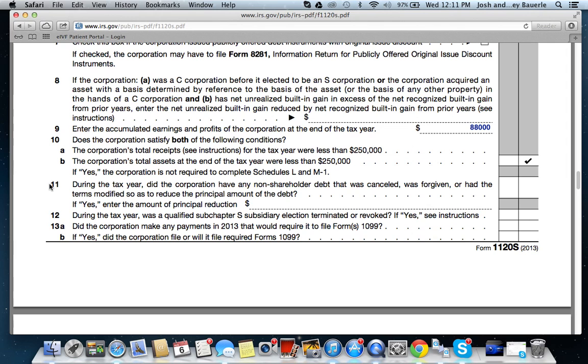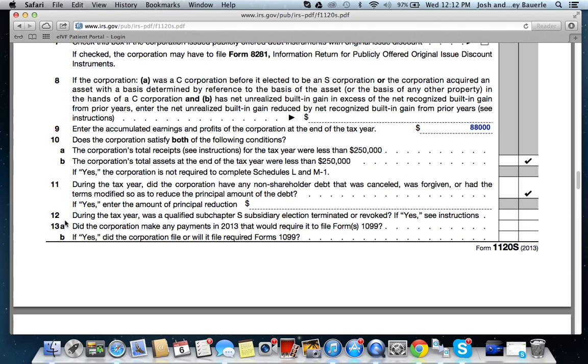Line 11, during the tax year, did the corporation have any non-shareholder debt that was canceled, forgiven, or had the terms modified so as to reduce the principal amount of debt? So basically, did you have any debt modified or forgiven? Did you have any property that was foreclosed on? Did you have credit cards that you couldn't pay that they either reduced the amount or just got rid of altogether? If the answer is yes, click yes. If not, click no.